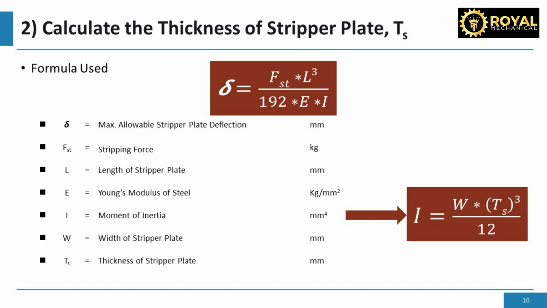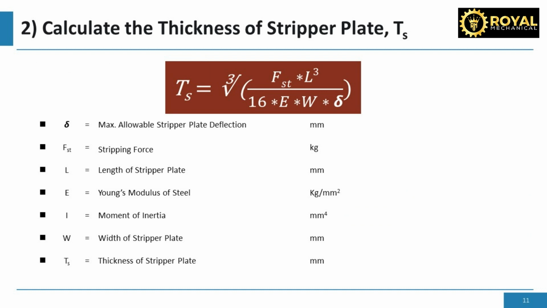As the stripper plate cross-section is a rectangle, the moment of inertia can be calculated using the formula I is equal to the product of W and TS cubed divided by 12. By substituting the moment of inertia formula into the maximum deflection formula and resolving the stripper plate thickness, we obtain a formula. DS is equal to the cube root of the product of FST and L cubed divided by the product of 16, E, W, and delta.